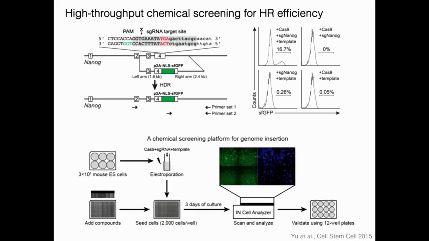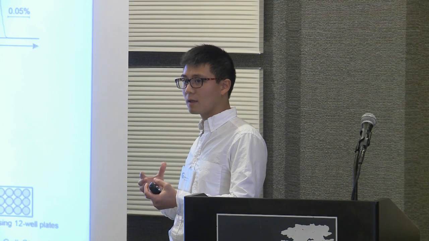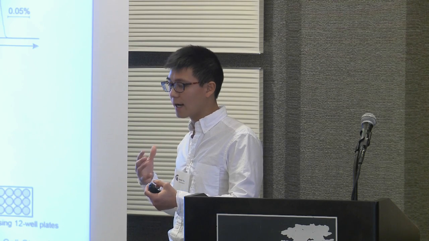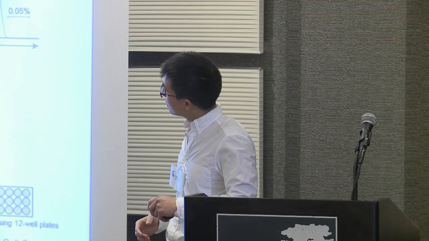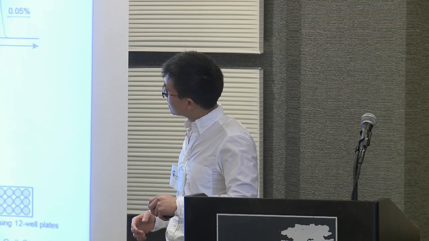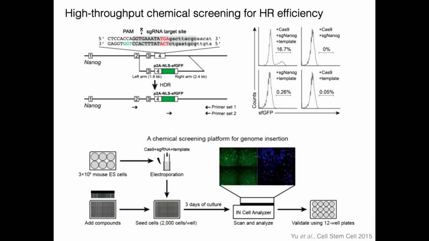So these are experiments done by Sheng Ding at UCSF and Stanley Chi now at Stanford, and they performed a high-throughput chemical screen to look for small molecules that can improve homologous recombination efficiency. The very simple assay here is in mouse. They chose mouse ES cells because these are cell lines that typically have much higher basal rates of HR, and introduced into the Nanog gene this homology donor containing, in front of the last stop codon of Nanog, P2A NLS SFGFP.